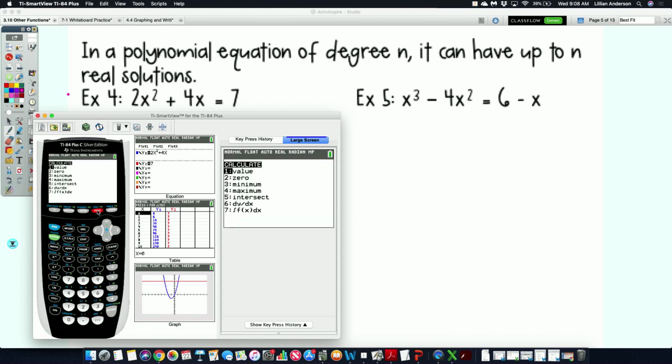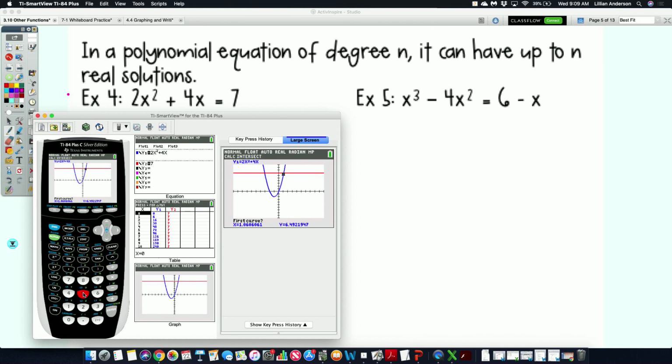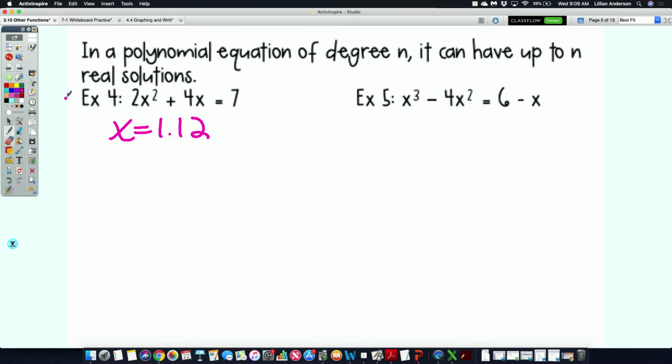Second trace, option 5. This time I move closer to the left intersection point. If I don't, it's going to give me the same intersection point that I just found. Enter 3 times. -3.12. Very good. X equals -3.12.